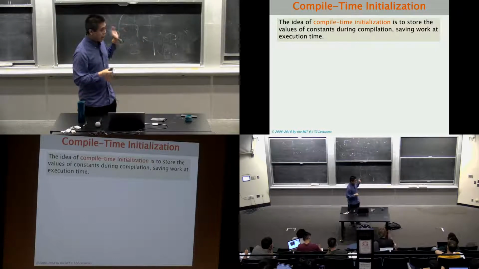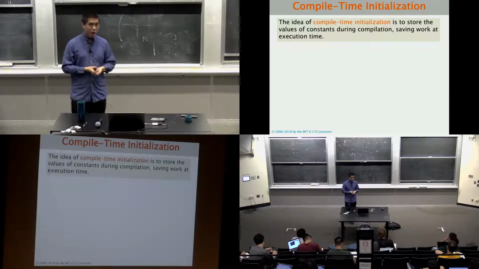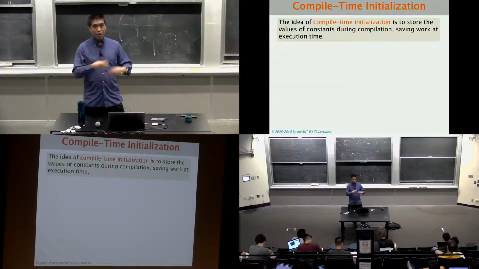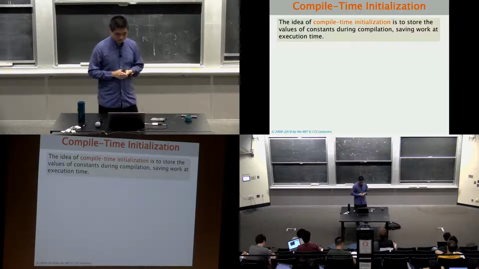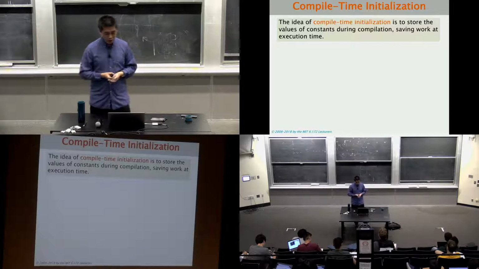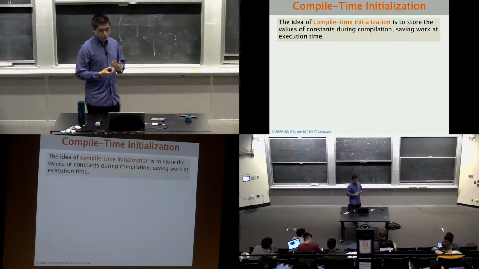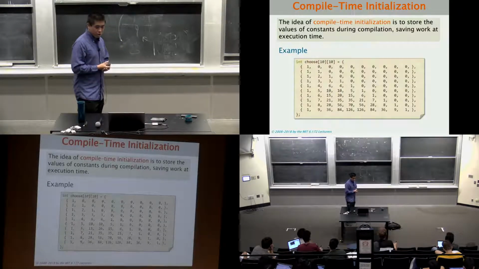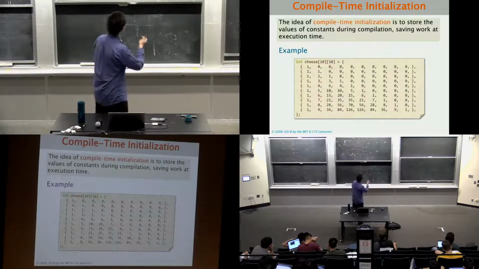So we're going to do compile time initialization. If you put the table in the source code, then the compiler will compile this code and generate the table for you at compile time. So now whenever you run it, you don't have to spend time initializing the table. The idea of compile time initialization is to store the values of constants during compilation, and therefore save work at runtime.